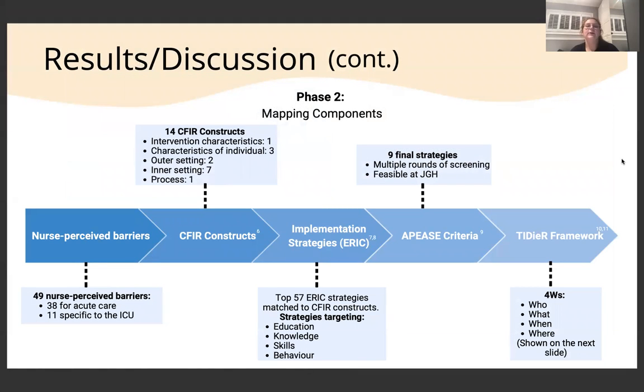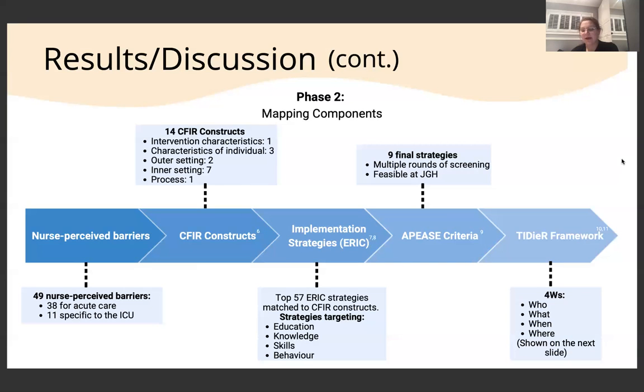All right, so now we're going to look a little bit at the results and discussion for phase two, the mapping components. So as Emily said, there were 49 perceived barriers that were identified from the literature across both acute care settings, similar to what we will be intervening in, and the ICU. The nurse perceived barriers were most commonly related to access to knowledge and information, available resources, compatibility with the implementation climate, networks and communication, and patient needs and resources.